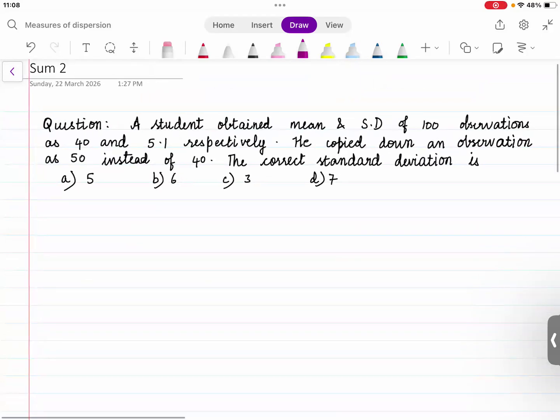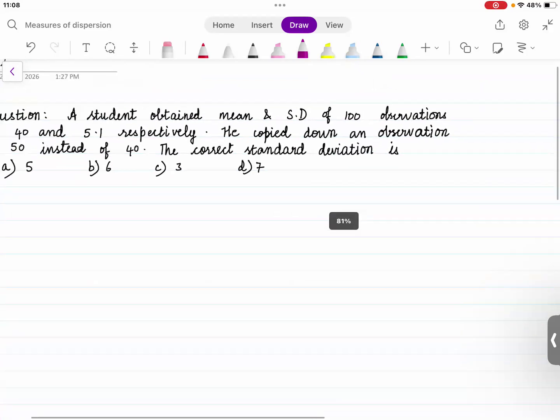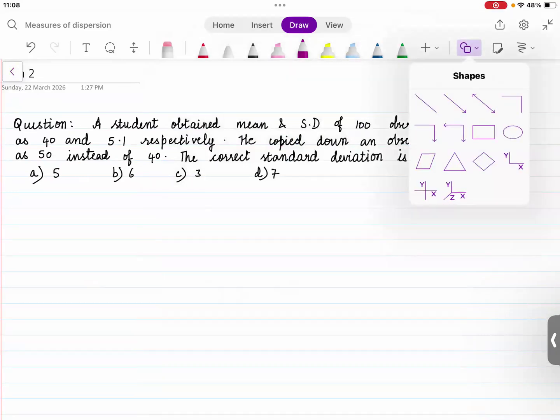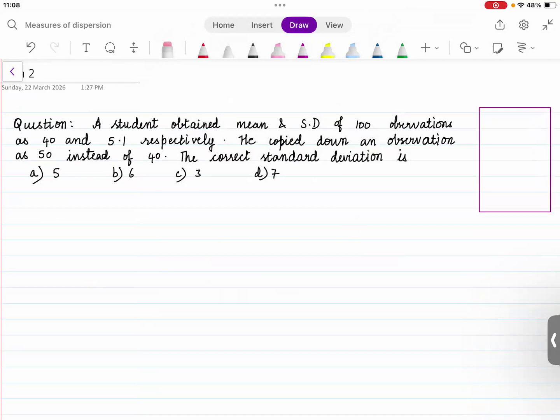A student obtained mean and standard deviation of 100 observations as 40 and 5.1 respectively. He copied an observation as 50 instead of 40. What's the correct value of standard deviation? So let us write what is given in the question. They are given 100 observations. So n is equal to 100.